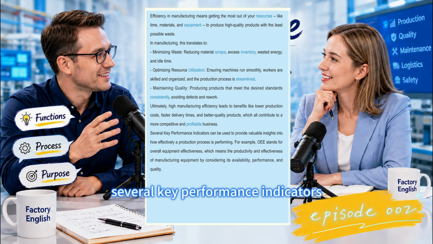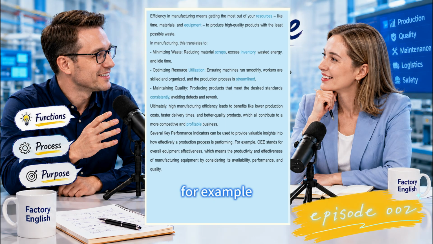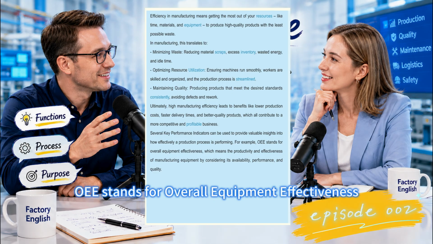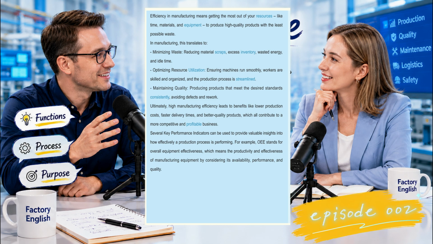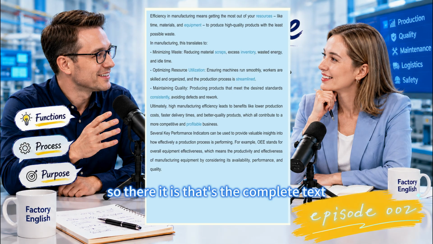Several key performance indicators can be used to provide valuable insights into how effectively a production process is performing. For example, OEE stands for Overall Equipment Effectiveness, which means the productivity and effectiveness of manufacturing equipment by considering its availability, performance, and quality. So there it is. That's the complete text.